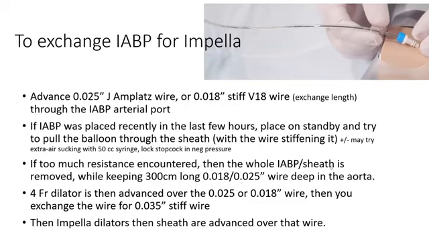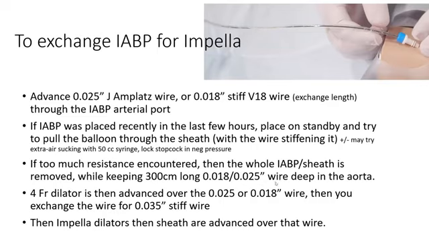Then the whole balloon pump sheath is removed. So you're keeping the wire deep in the aorta. It's a long 300 centimeter 0.25 or 0.18-inch wire, keeping it deep in the aorta. Then you're taking the whole balloon pump catheter and sheath out while somebody is pulling out while another person is ready to hold pressure. You pull them both while the wire is still in.